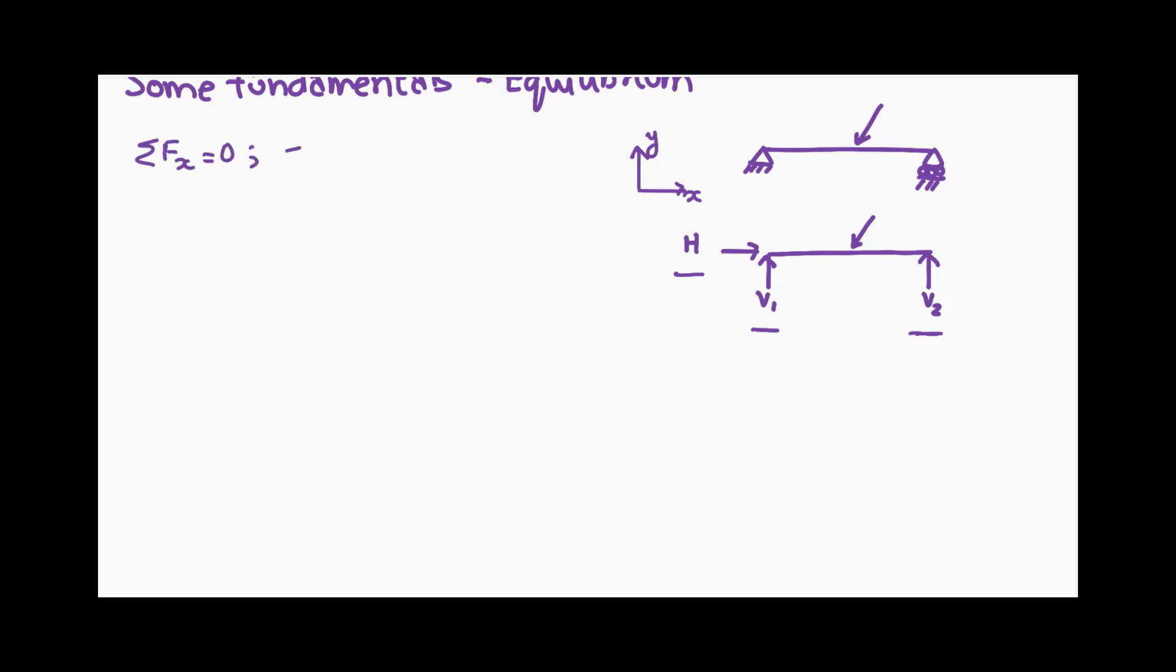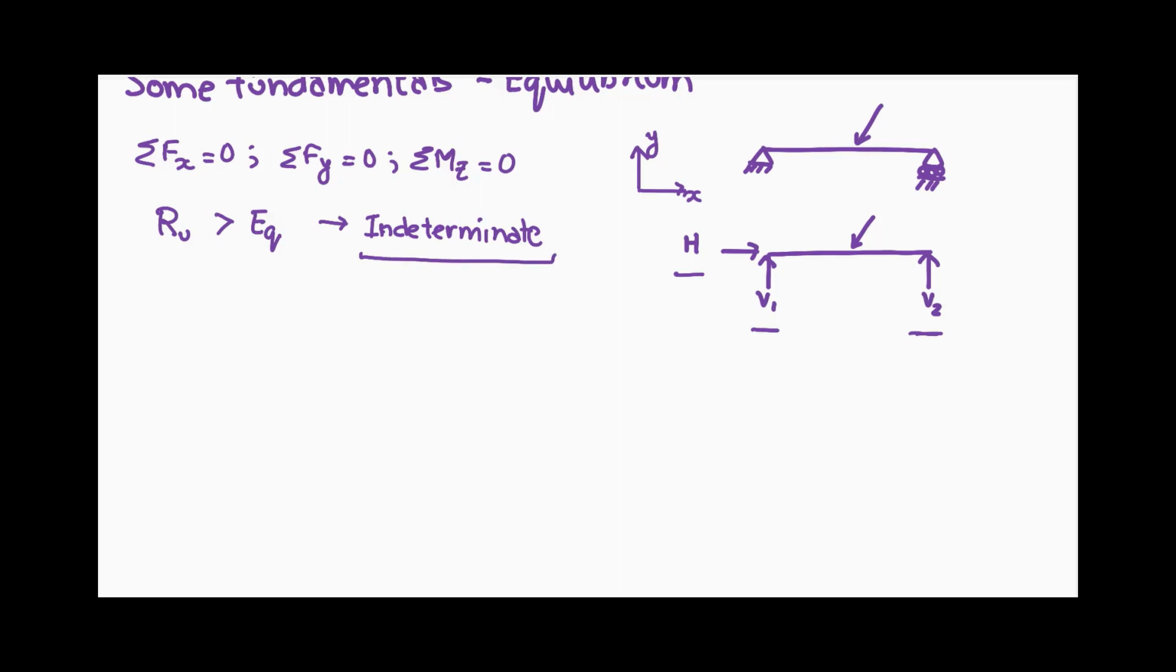Now, for any beam where we are able to calculate the unknown reactions solely based on the equilibrium equations, which in the 2D case are sigma Fx equal to 0, sigma Fy equal to 0, and sigma M equal to 0, the beam is said to be statically determinate. In case the number of unknown reactions exceeds the number of equilibrium equations available, then the beam is said to be statically indeterminate. In such cases, we either have to bring in the displacement picture of the beam to get the additional equations or look for some other via media.